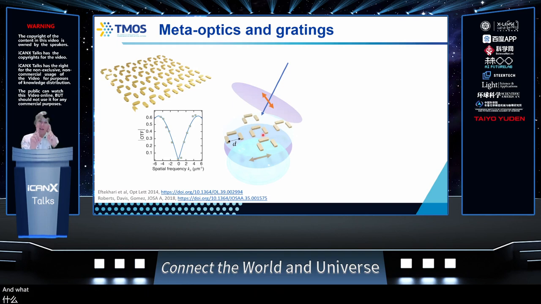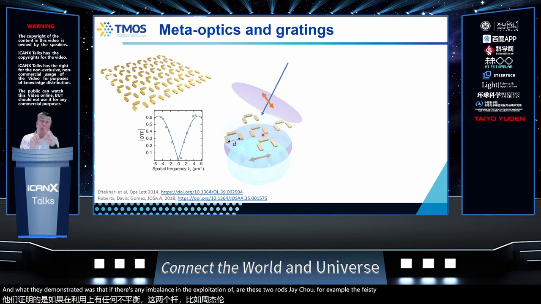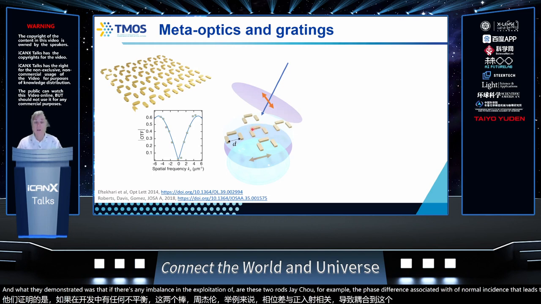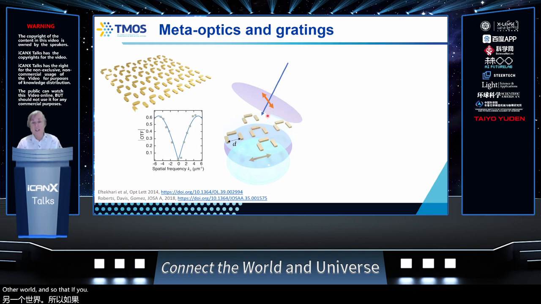And what they demonstrated was that if there's any imbalance in the excitation of these two rods due to, for example, the phase difference associated with off-normal incidence, that leads to coupling into this other rod. And so if you actually have light illuminating the structure that's polarized parallel to these two rods here, and have an analyzer that is in the orthogonal direction, then the transmission through this system is going to depend on the angle of incidence. And here is the magnitude of the optical transfer function.